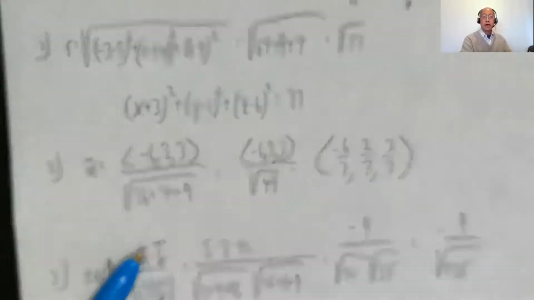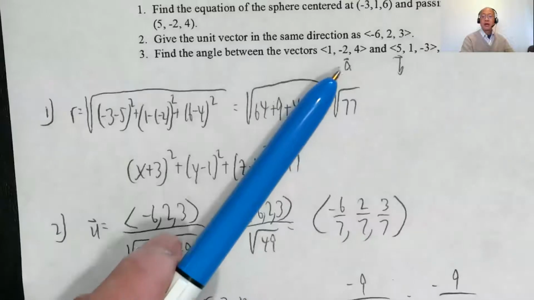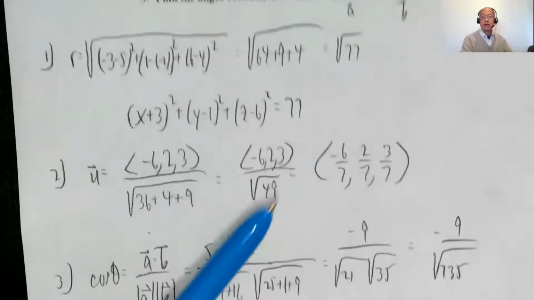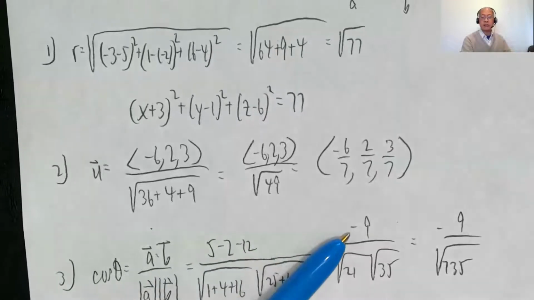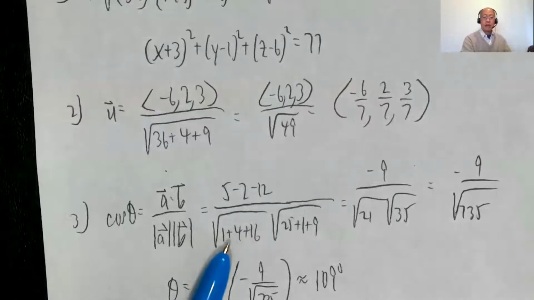Okay, so dot product, a dot b. So 1 times 5 is 5. -2 times 1 is -2. 4 times -3 is -12. Add them all up, you get -9. And then the bottom is magnitude of A, magnitude of B.